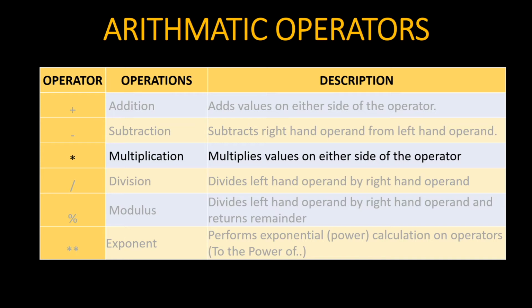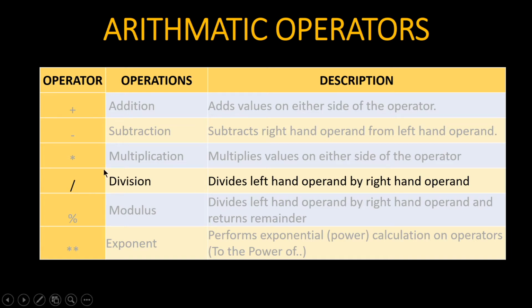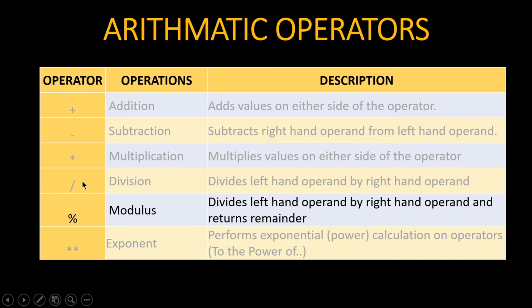Our next is division. Division divides the left hand side operand by the right hand side operand. For division, we use the backslash sign, like this. Our next is modulus. Modulus is nothing but it will return a remainder by dividing the left hand side operand by the right hand side operand. For modulus we use the percentage sign, like this.